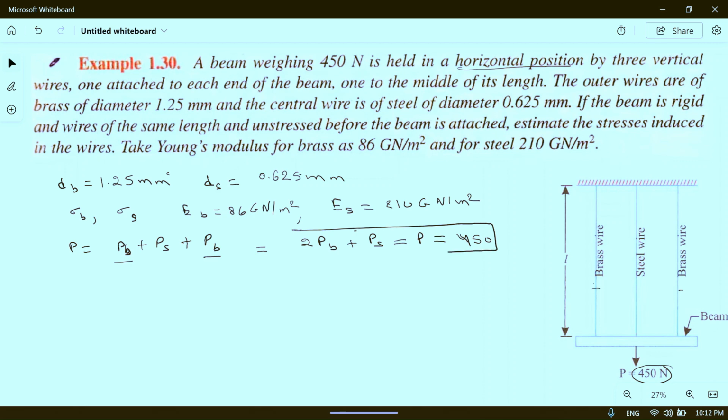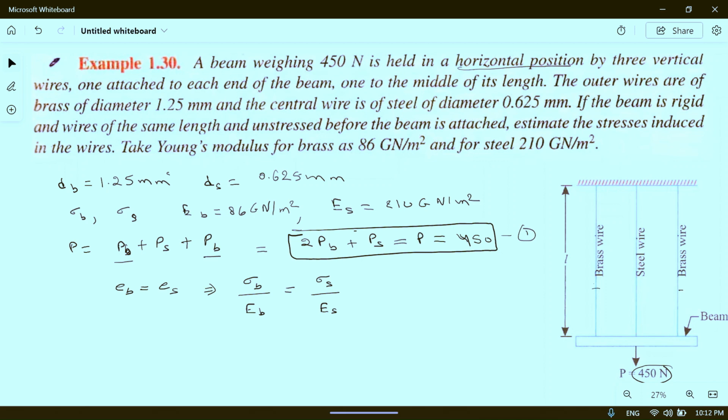So this is equation number 1. Now even after hanging the beam, these wires have the same length, which means the deformation in these wires will be the same. It means the strain in the brass wire is equal to the strain in the steel wire. Now strain can be written as stress divided by Young's modulus of elasticity. So we can write it in this form.